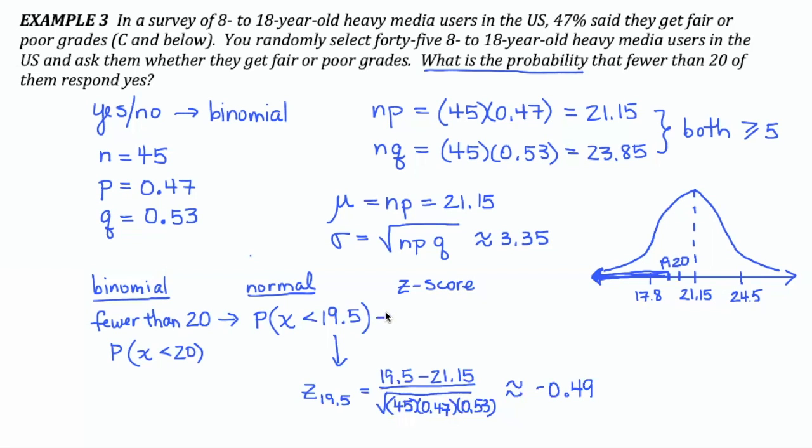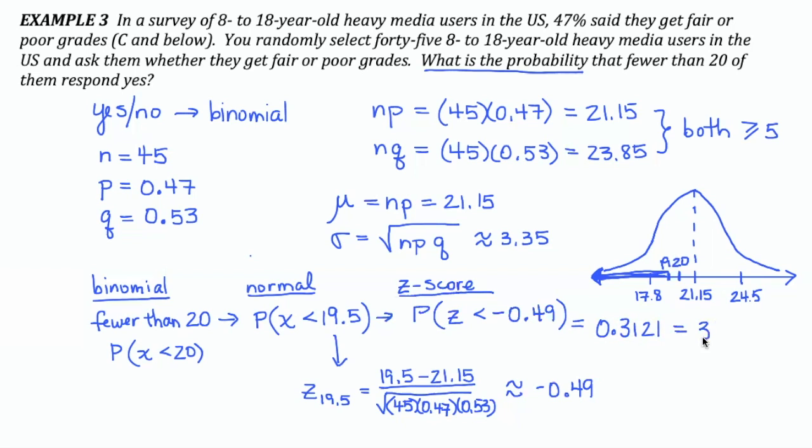I can now change my probability statement to say, if I want the probability that x is less than 19.5, that's the same as the probability of the z-score being less than negative 0.49. And now you're at the point where you would just go to your standard normal table, look up negative 0.49, and get the 4 decimal place probability. And it turns out to be 0.3121 when you do that.